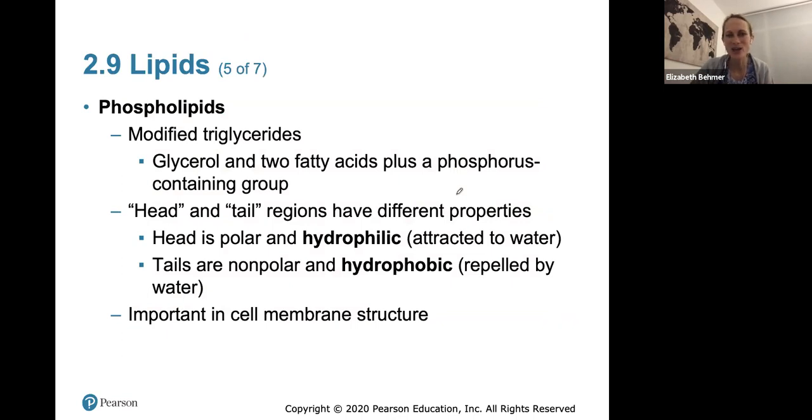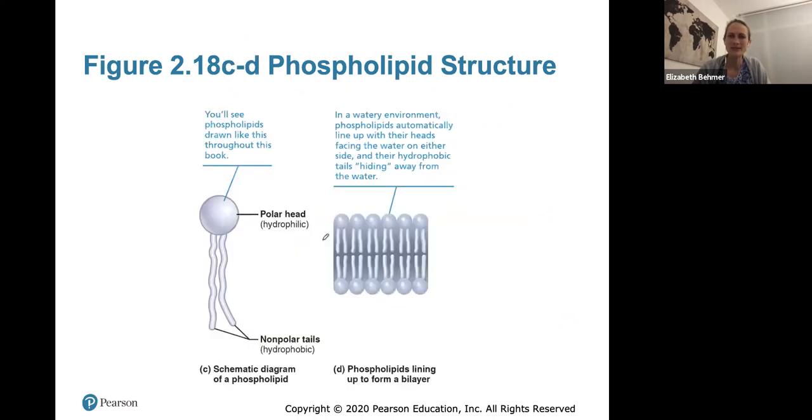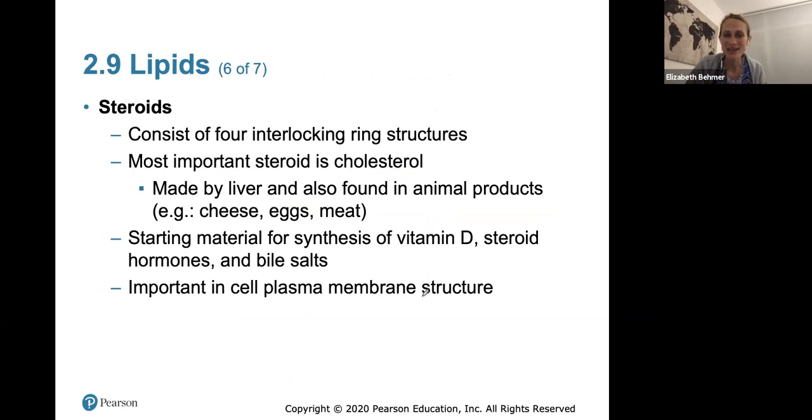Phospholipids are modified triglycerides. They have a head and a tail region. The head is polar and hydrophilic. The tail is nonpolar and hydrophobic, and they will be important in cell membrane structure. So we'll cover it a little more in the next chapter when we talk about the cell. So this is the phospholipid structure, and this is just showing how they make a double lipid bilayer in a cell membrane.